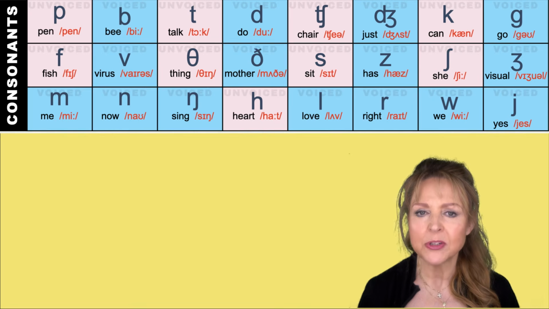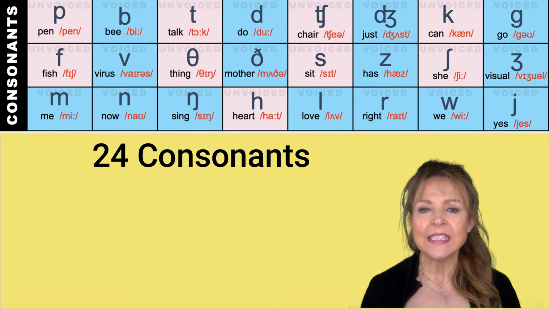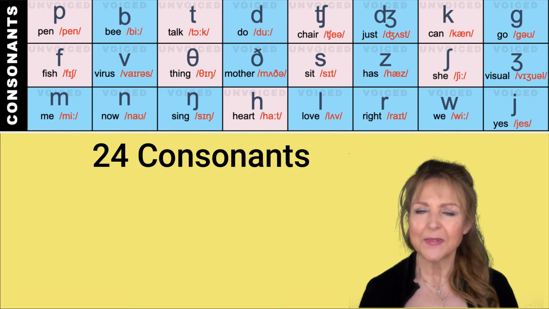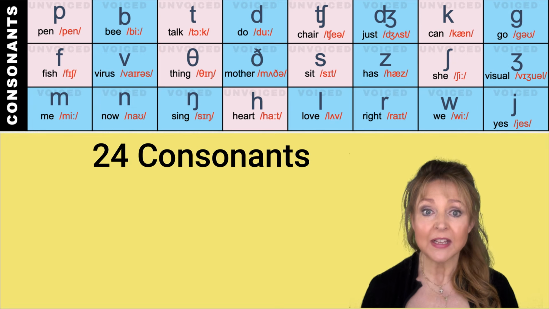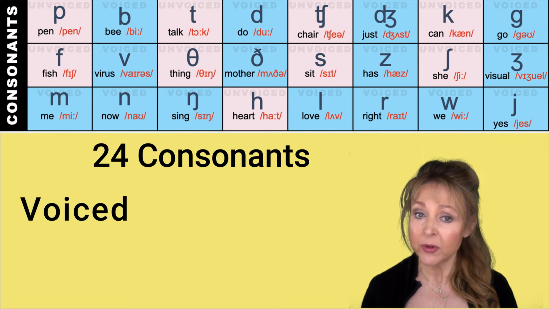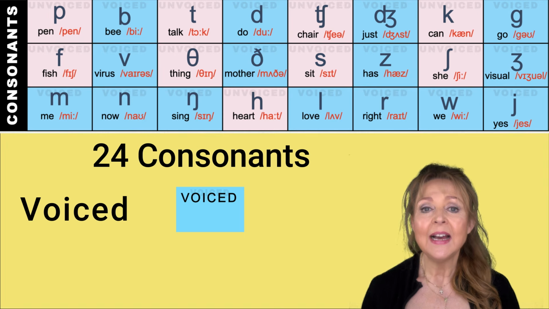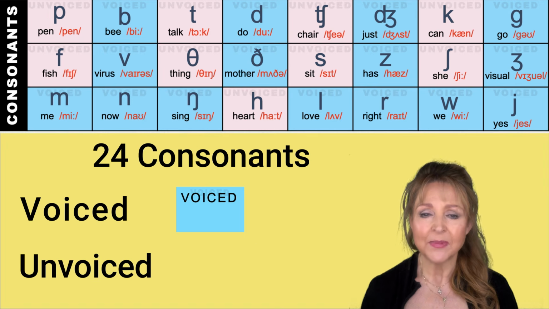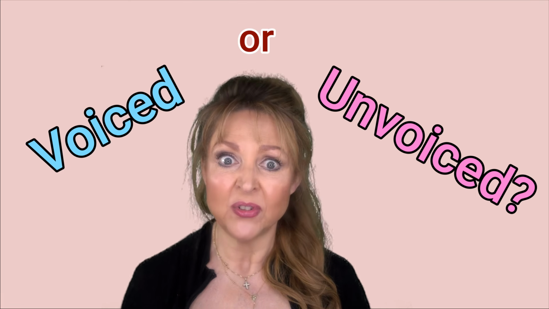Let's now look at the bottom half of the phonemic chart. This is where the consonant sounds live. There are 24 consonants, and I have shown on the chart that some are voiced using this colour and the rest are unvoiced using this colour. So what do I mean by voiced or unvoiced? Well, a sound is voiced when you can feel your vocal cords vibrating like this. And it is unvoiced when the vocal cords don't.